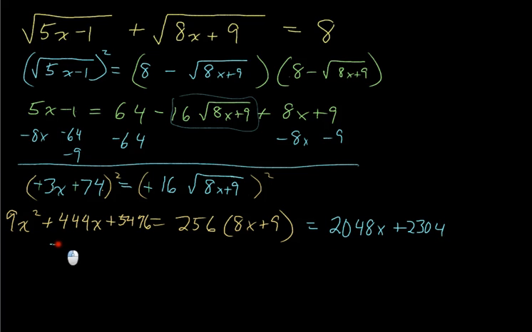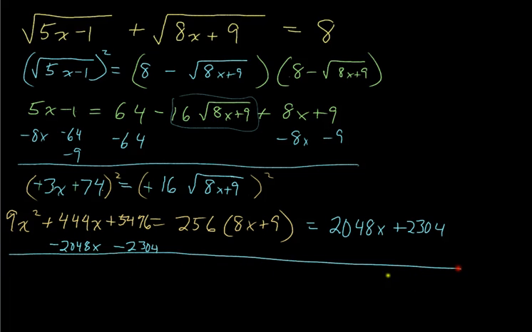Need to get one side to 0, so subtract 2048x and subtract 2304. So we've got 9x squared minus 1604x plus 5476 minus 2304, which is 3172. And this should factor, but I don't want to try to figure it out.